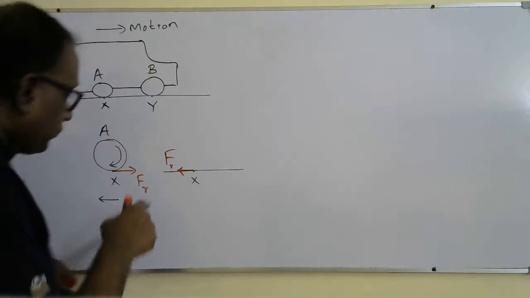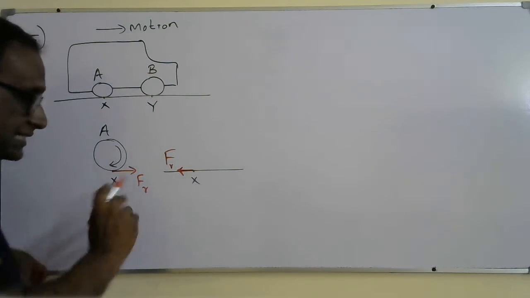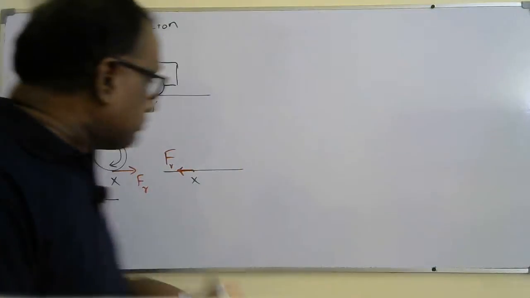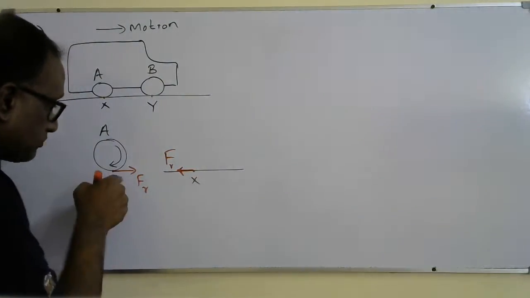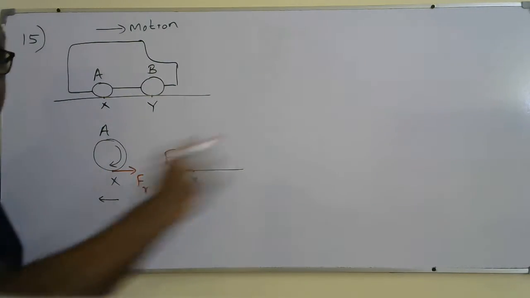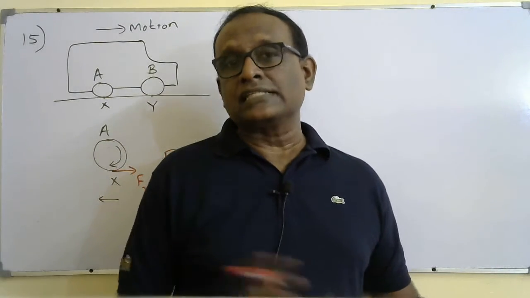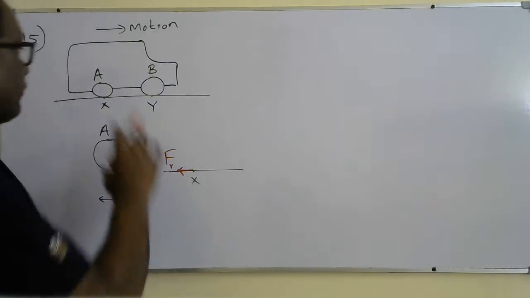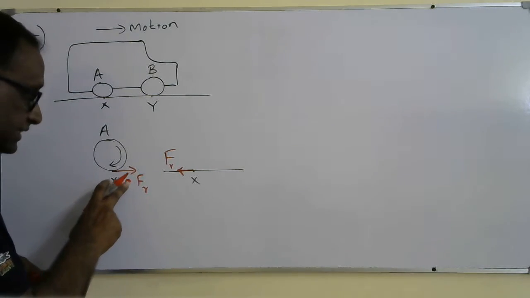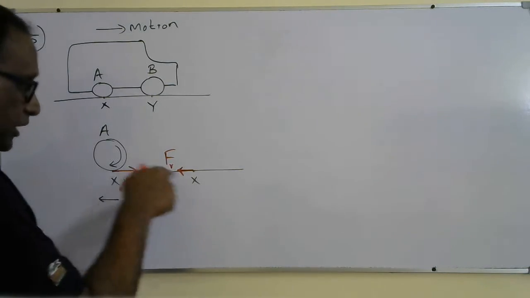Actually, what's happening is the wheel is pushing the ground at point X to the left because point X is trying to slip, but it couldn't slip because there is sufficient friction. It's pushing the ground to the left, so the ground is pushing the wheel forward. This force is the forward thrust for the motion of the car, because only the pair of rear wheels is connected to the engine. The car will move forward because of this force. So this friction is what pushes the car in the forward direction.